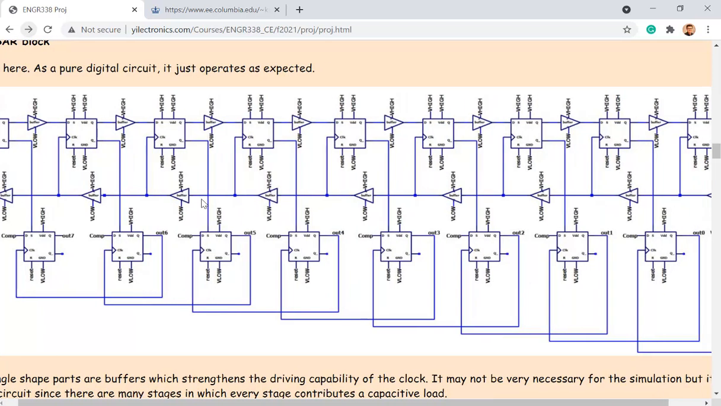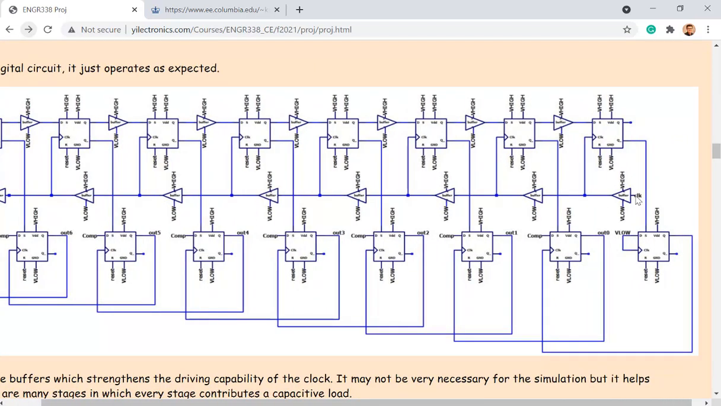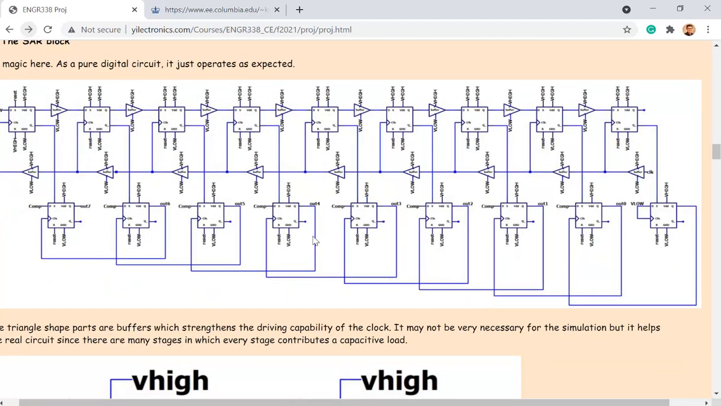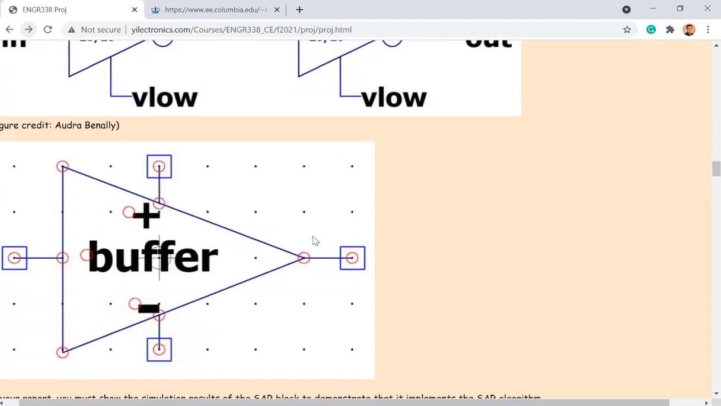Because there are so many stages, it makes sense to add more buffers, so they're able to source currents from VDD and dump currents to the ground at every single stage more efficiently to decrease the delay time for each stage. If you don't add all the buffers, the circuit will still work in the same way. It won't be affected that much, but the time delay probably will be a little bit longer. Okay, that's the SAR. That's a buffer.